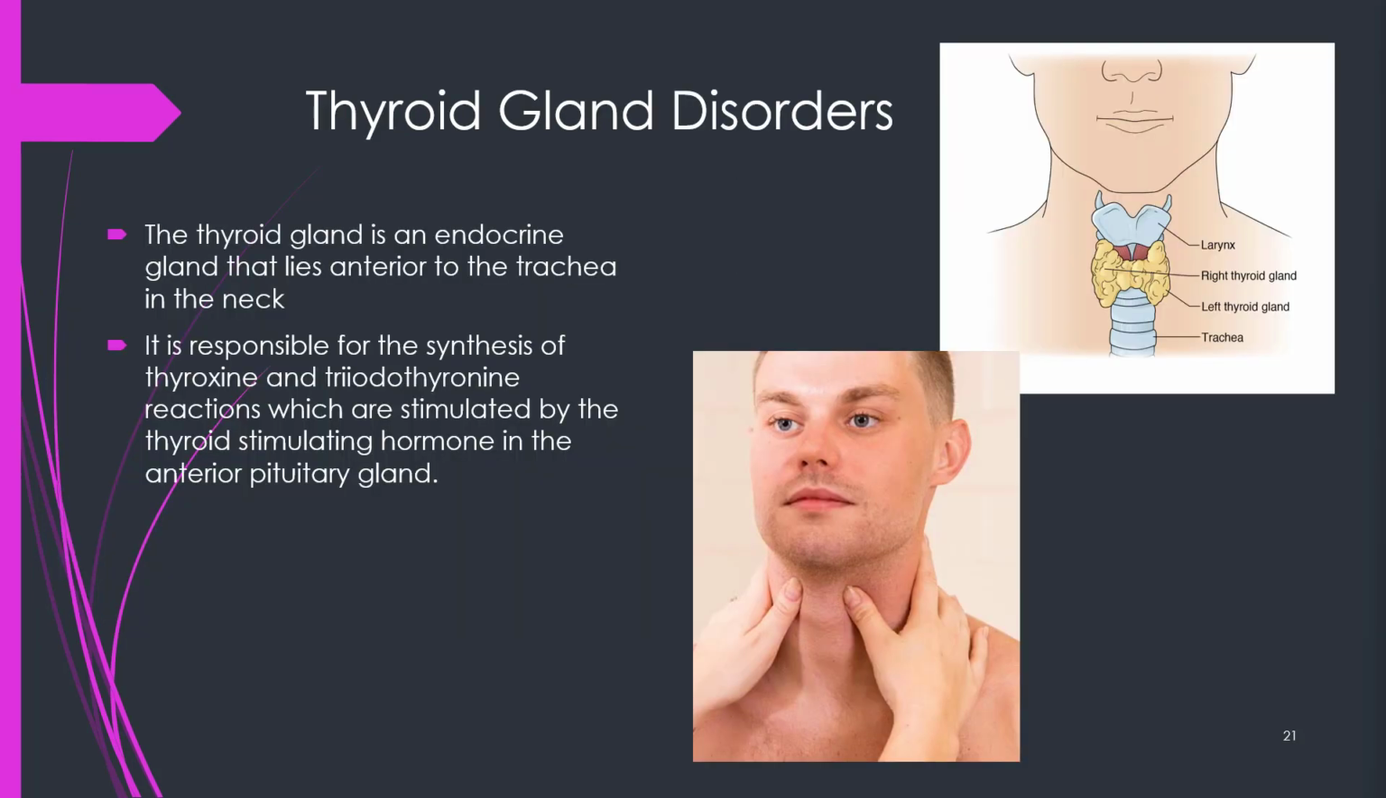The thyroid gland is an endocrine gland that lies anterior to the trachea in the neck. It is responsible for the synthesis of thyroxine and triiodothyronine, reactions which are stimulated by the thyroid-stimulating hormone in the anterior pituitary gland. To palpate the thyroid gland, palpate along the anterior aspect of the neck. Adults do not typically have a palpable thyroid gland unless there is a condition.